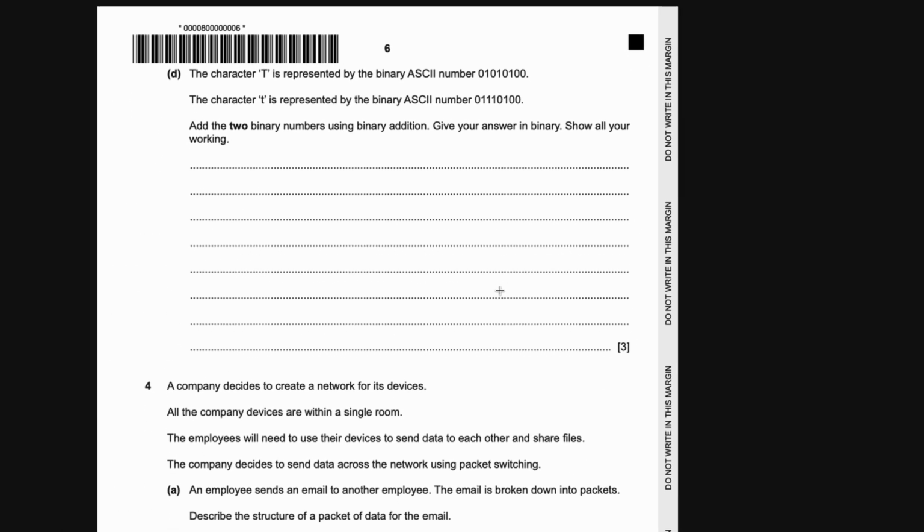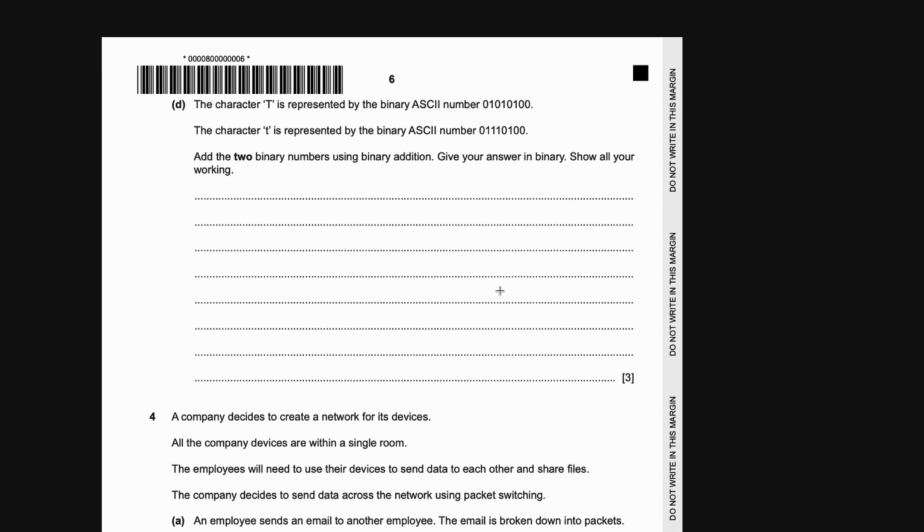So part D, the character T is represented by the binary ASCII number 01010100. The character small t is represented by the binary ASCII number 01110100. Add the two binary numbers using binary addition. So 01010100 and 01110100. If we add them, binary addition is very simple.